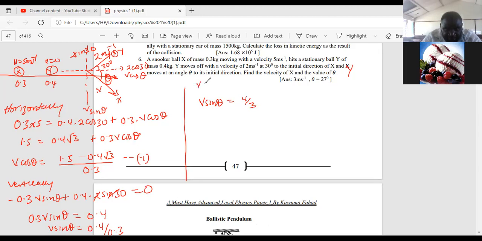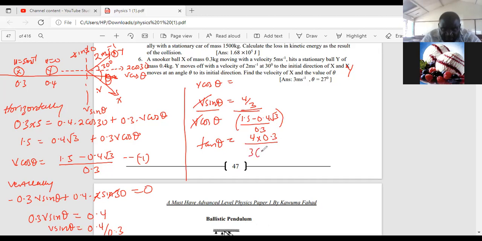But remember, we also got V cos of theta as what we had. So let me divide by V cos of theta, which is (1.5 minus 0.4 root 3) over 0.3. I can lose the V, then I get tan of theta is equal to 4 times 0.3 divided by 3 into (1.5 minus 4 root 3). Press the calculator and confirm theta.